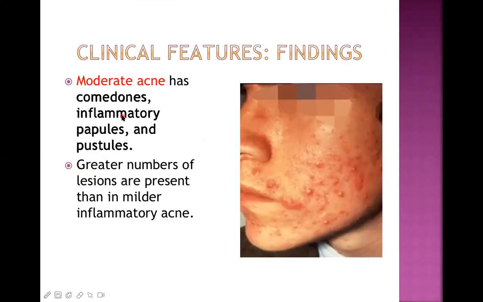Now moderate acne, it is getting more serious than the previous picture. Still that person has comedone, but more papules and pustules are present. Now I can clearly see these are called pimples. These pustules are called pimples. There are many papules as well.